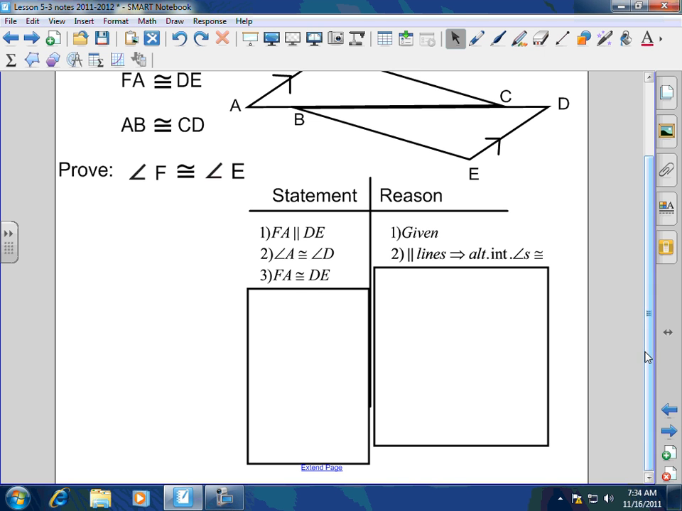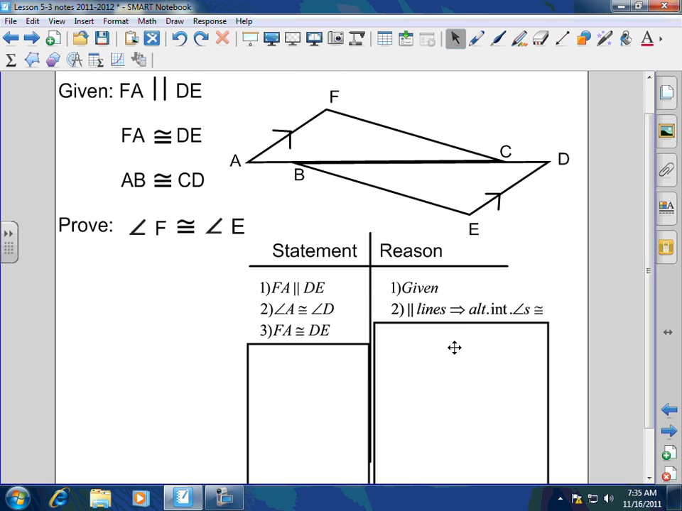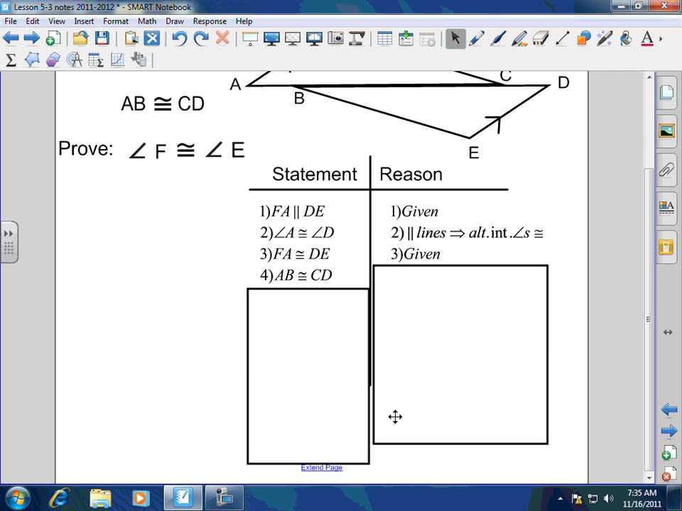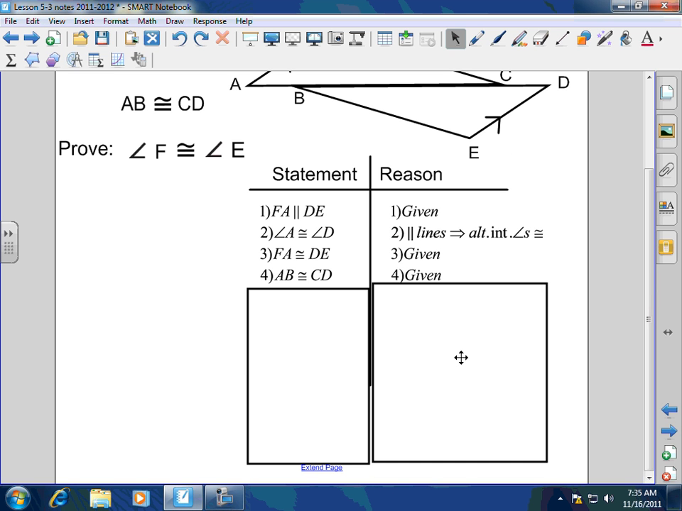Correct. FA would be congruent to DE. Why? Because that was given. Okay? Does that make sense, guys? All right, good. Now, number 4. AB would be congruent to CD because, again, it was given.